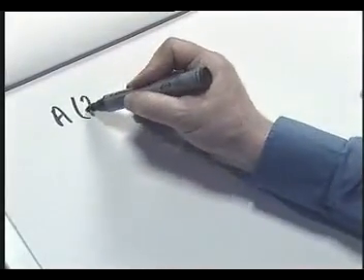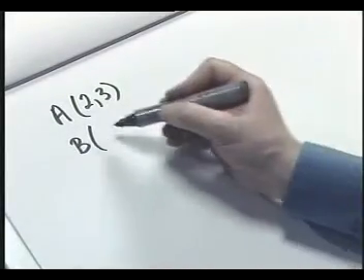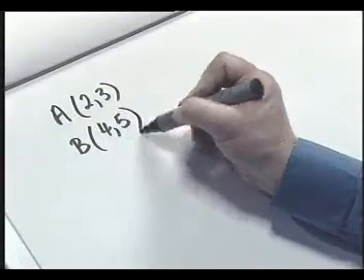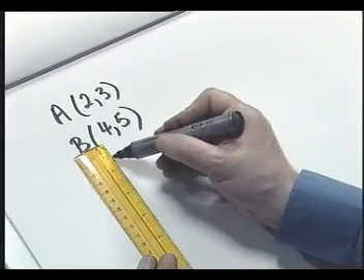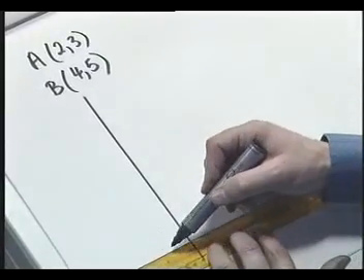Okay, let's look at a more general one. Suppose we have 2 points. Suppose A is the point 2, 3, and B is the point 4, 5. Let's plot those, and then we're going to try to find the coordinates of the midpoint of the line joining them.